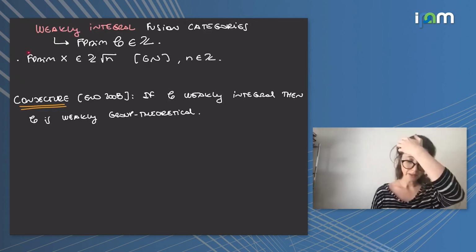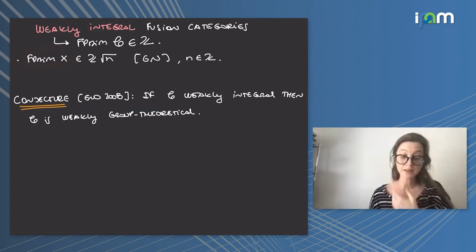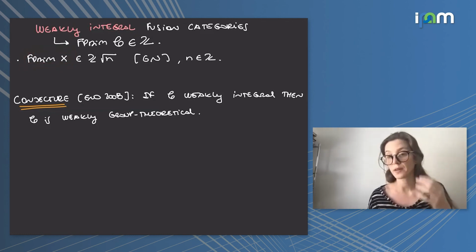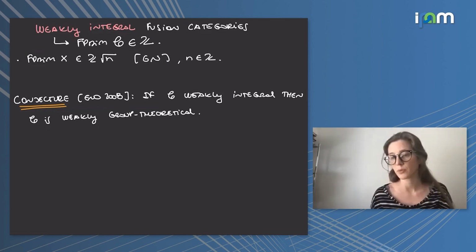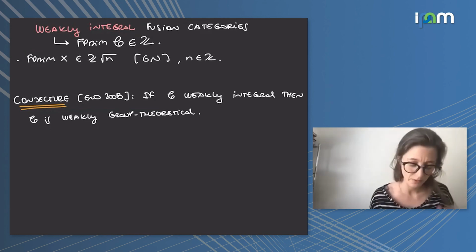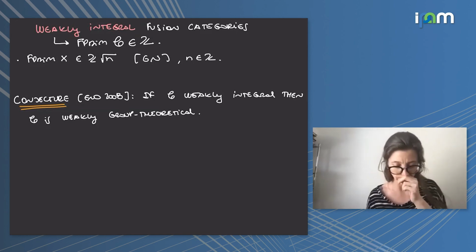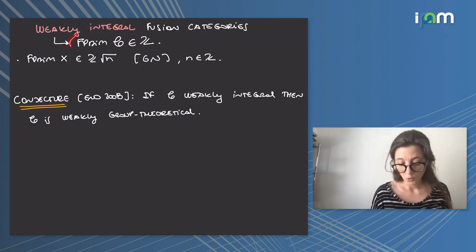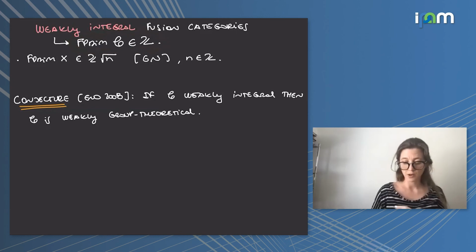When all the dimensions of the objects are integers, we can say much more. In that case, the category is called integral, and it's the representations of some semisimple quasi-Hopf algebra. But in this case, we only ask for this condition.